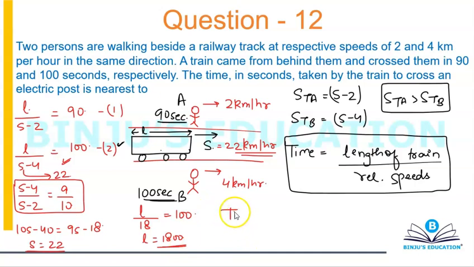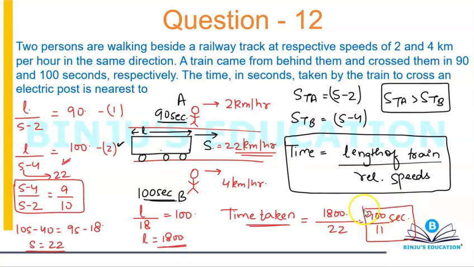So time taken will simply be equal to length of the train, that is 1800, divided by its speed, that is 22. So that is 900 by 11 seconds. If you want, you can simplify this further. 11 times 8 is 88, then it will be 20, 1 times 11, so it will be 81.8181, and so on. That's roughly 82 seconds.